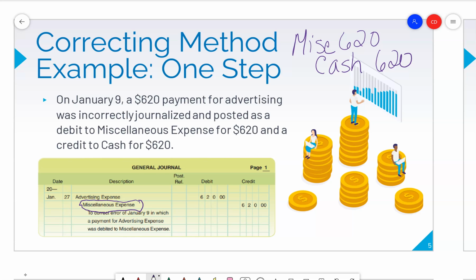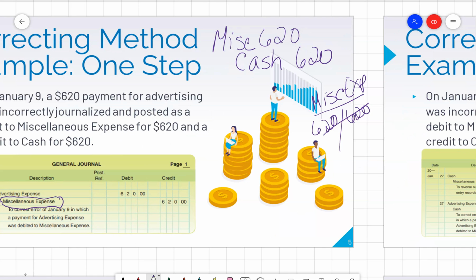If I draw our little T account, it was debited for $620. We want to zero it out, so we'll credit it. And then it zeroes out. And then we go ahead and we debit advertising expense because that's what should have been debited. We leave cash alone. Cash was correct. So that's an example of a one step.